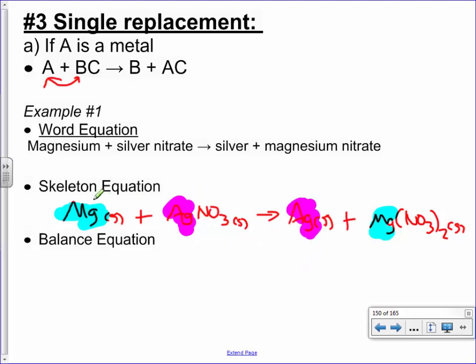In a way, magnesium kicked silver out and said, get out of here. I'm going to join up with nitrate instead. That's why it's called single replacement. Does that make sense?